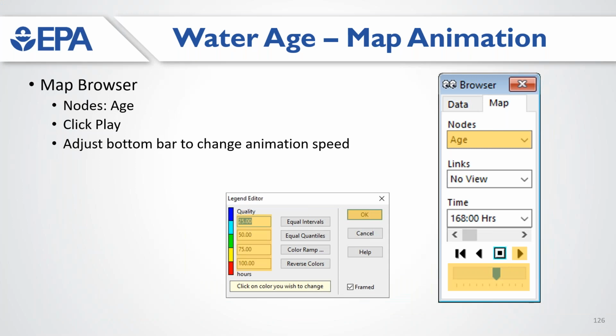After running the simulation, we'll use the map animation to analyze the results. We obviously want to analyze water age, so we'll set the nodes in the map browser to age. Then we can set the ramp steps in the legend by right-clicking on the legend to open the legend editor and entering the values we will want.